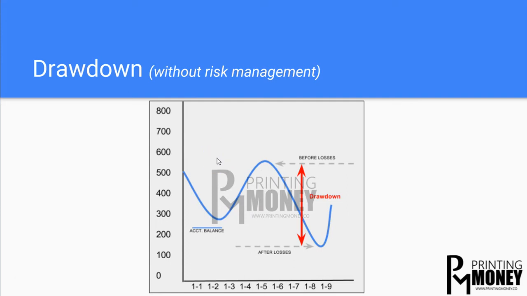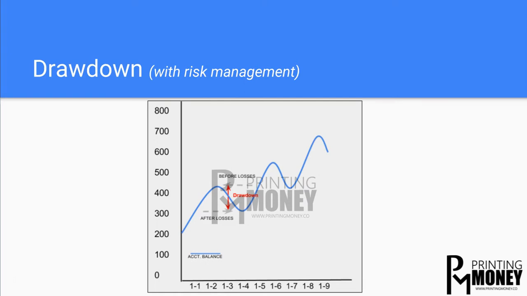as far as drawdowns. Okay, and this is a drawdown with proper risk management. As you can see, there are these little drawdowns, but overall, your equity is rising. Okay, you're gaining equity, and that's exactly what you want as a trader. Smaller drawdowns, higher profits.